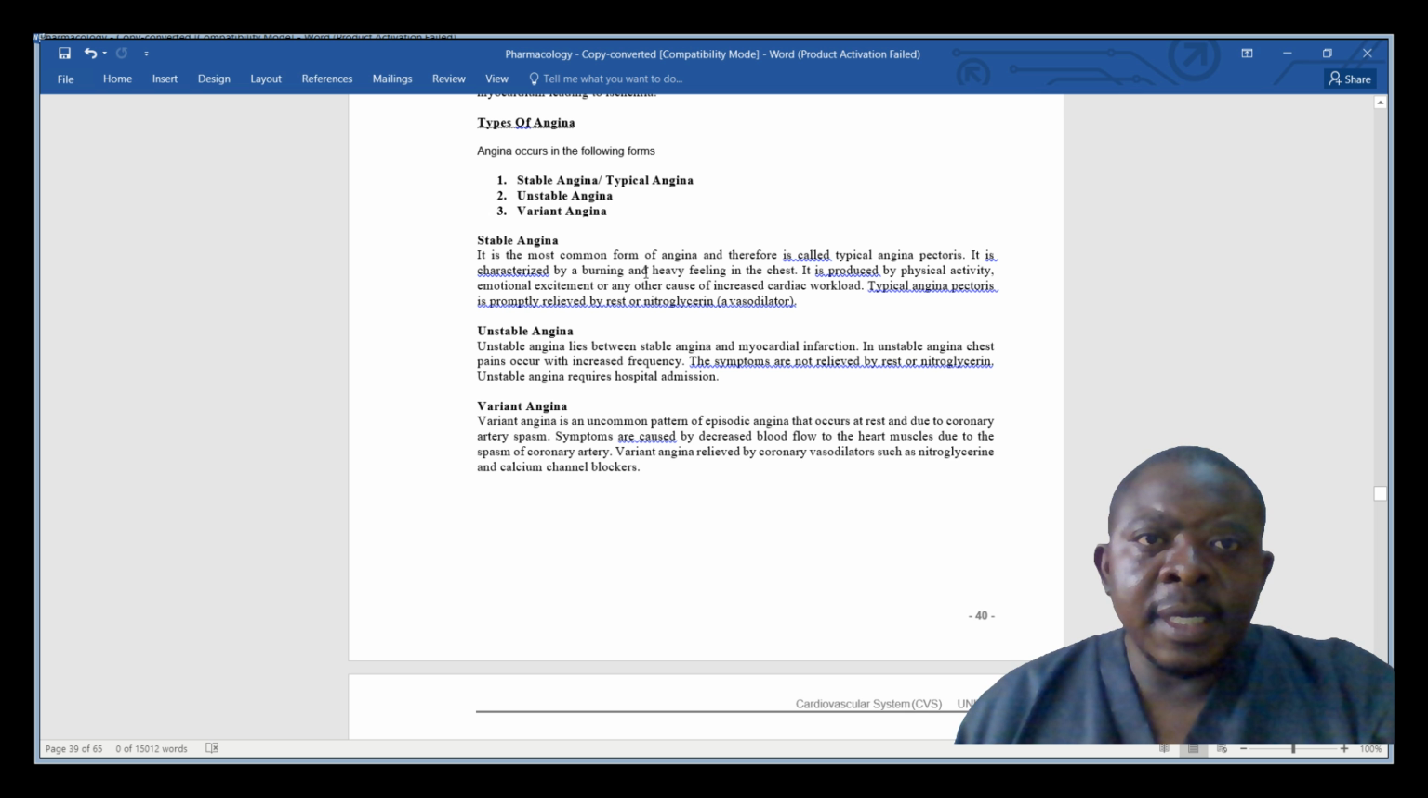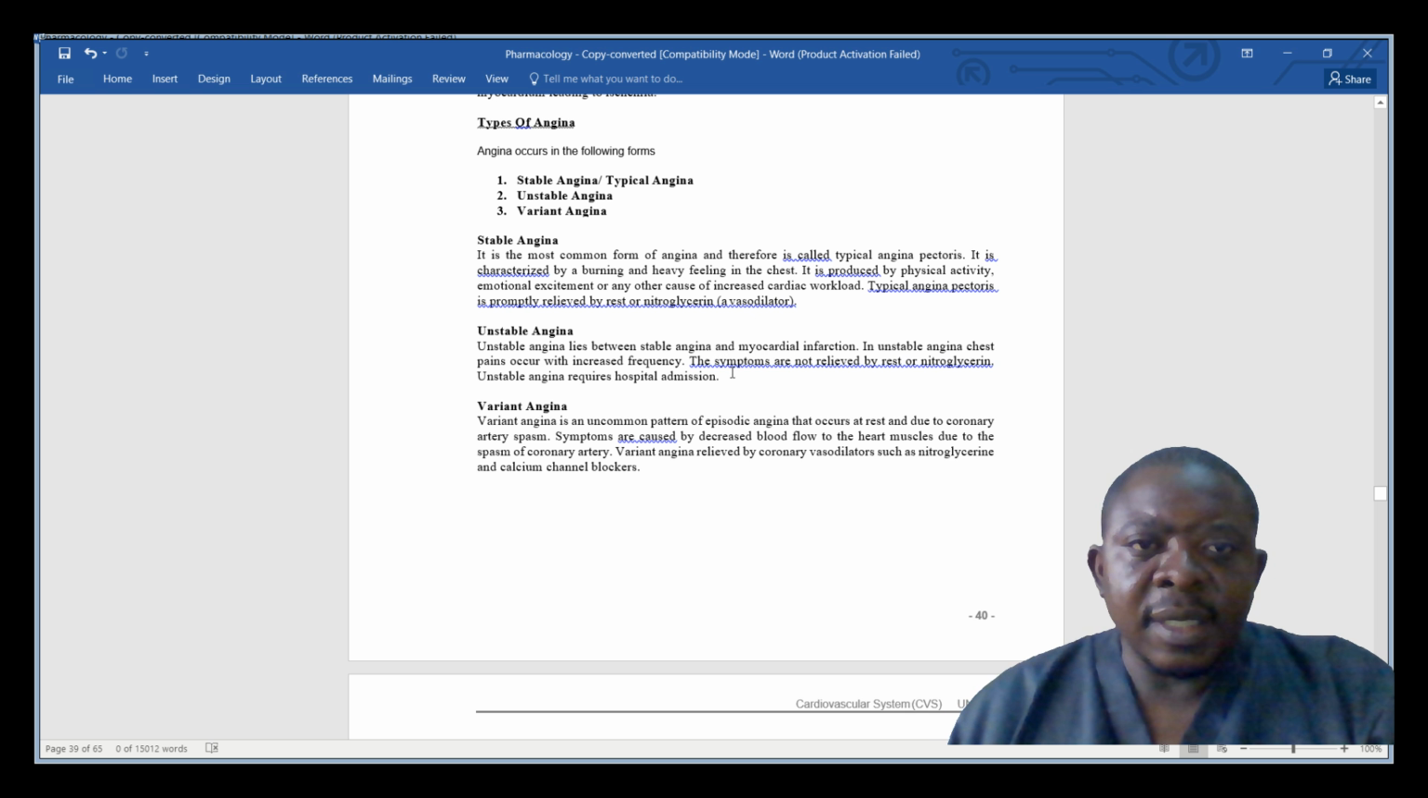It is the most common form of angina and therefore is called typical angina pectoris. It is characterized by a burning and heavy feeling in the chest. It is produced by physical activity, emotional excitement, or any other cause of increased cardiac workload. Typical angina pectoris is promptly relieved by rest or nitroglycerin, which is a vasodilator.